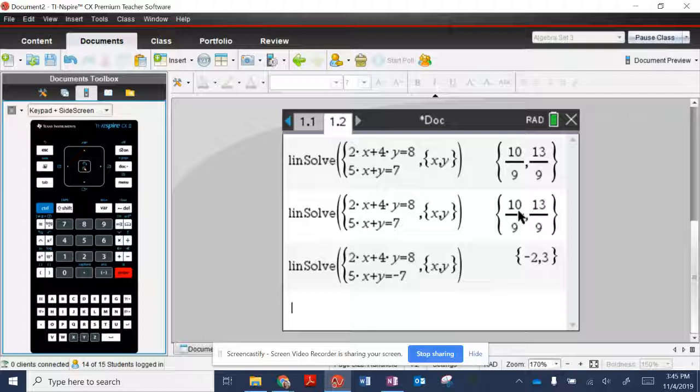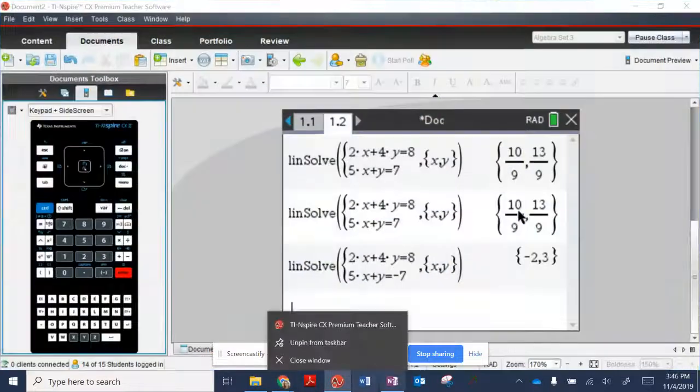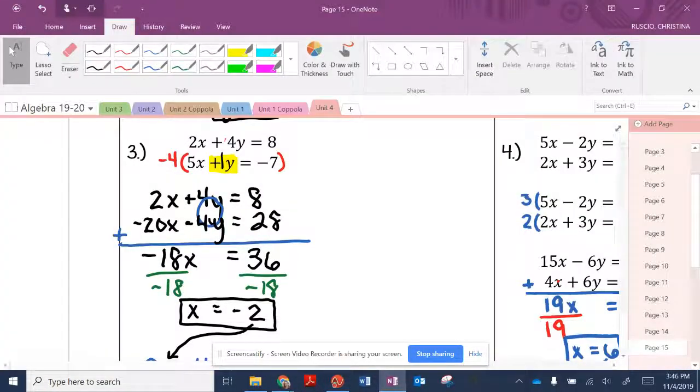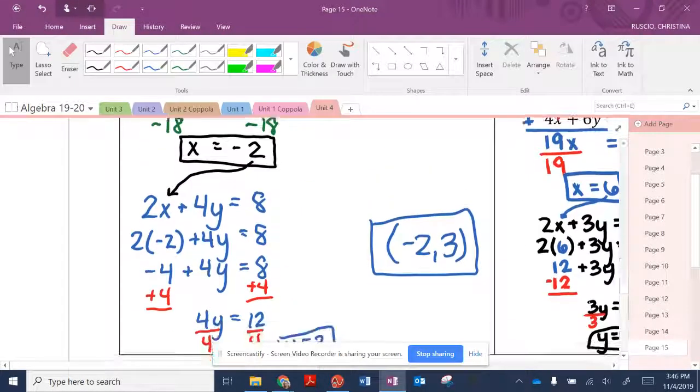So it's negative 2, 3. Let's see, is that what we got? Oh my gosh. Oh, what's happening? My screen won't let me. Oh, this is so tragic. Okay, negative 2, 3.